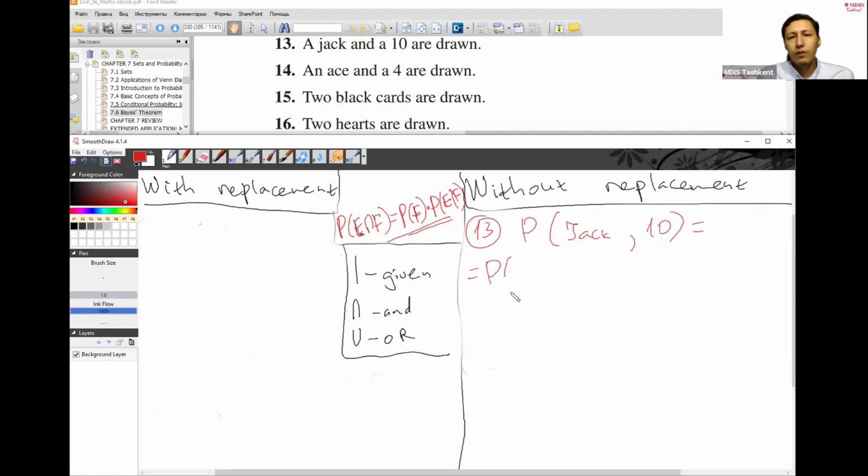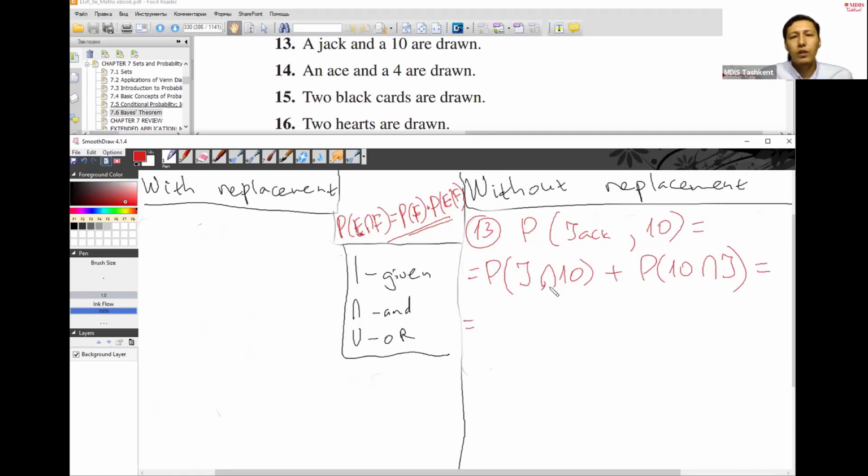The first, you may have first jack, second 10. First one is jack and second is 10, or first one is 10 and second is jack. Understand? You may have two cases here. You may get jack 10 or 10 jack. The first card is jack, second is 10, or first 10, second jack. You have to consider these two cases, so you have to add them.